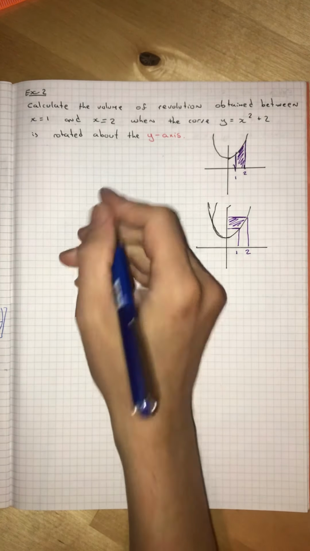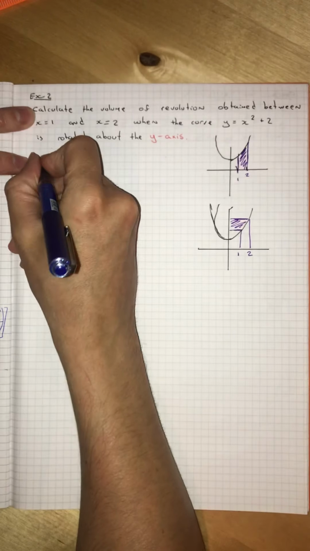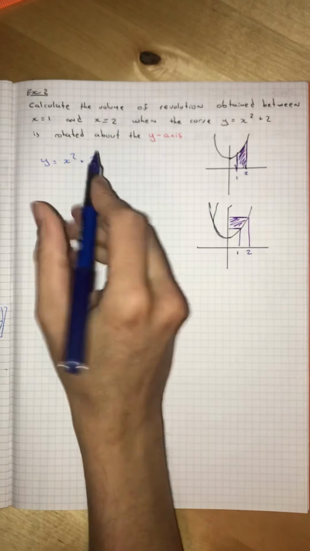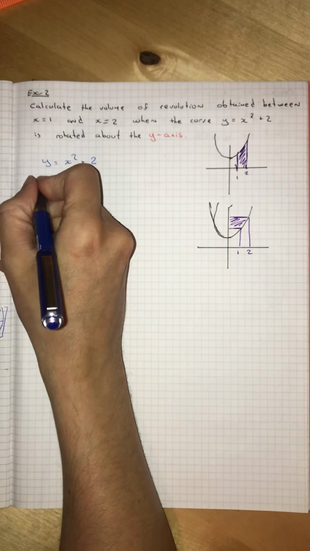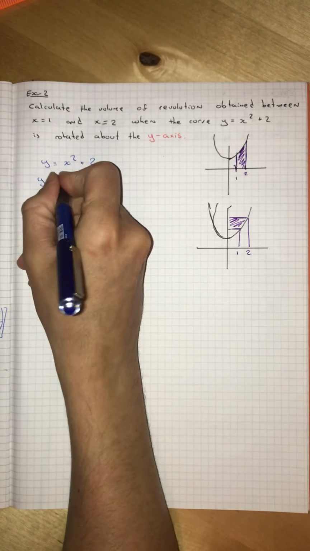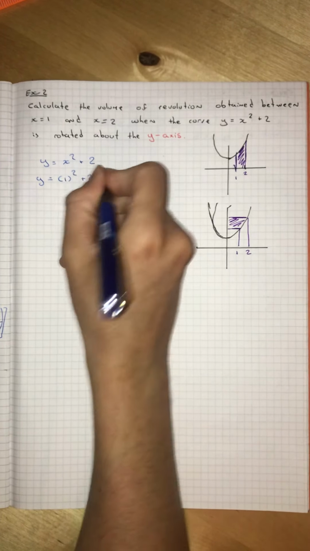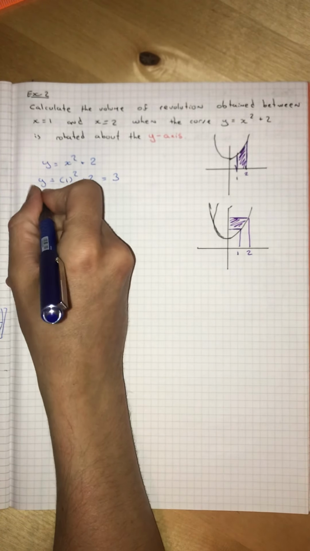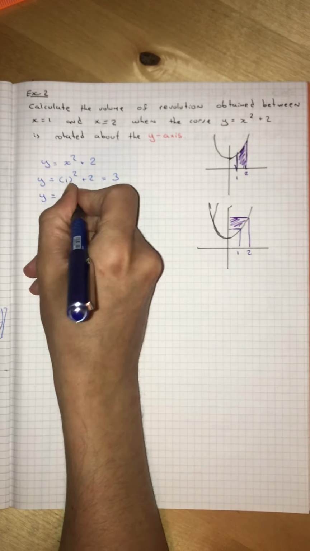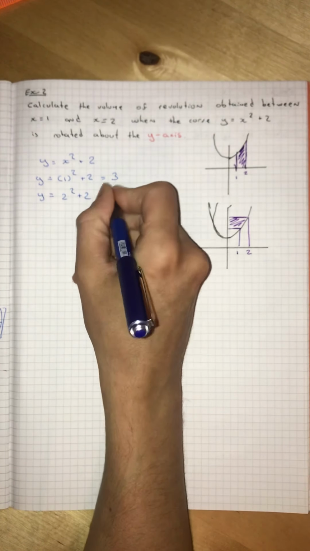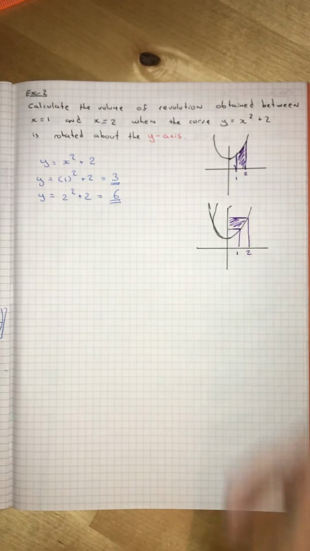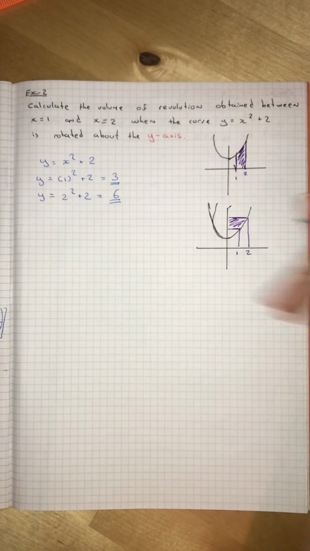But straightforward enough. We have y equals x squared plus 2. So let's firstly find the intervals. So y is going to equal 1 squared plus 2 equals 1 plus 2, which is 3. And y is also going to equal 2 squared plus 2, which is 4 plus 2, which is 6. So we've already got the intervals. So instead of being between 2 and 1, it's between 6 and 3, but on the y-axis.